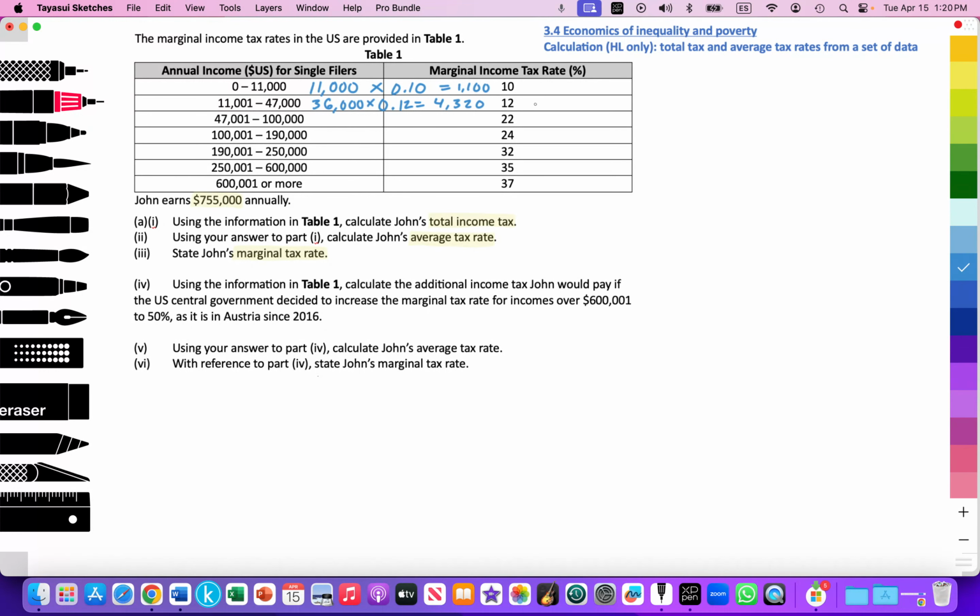Of taxable income. And then the next bracket, 47,000 to 100,000. So 100,000 minus 47,000 is going to work out to 53,000 times the decimal value 0.22, and that's going to work out to 11,660. And then we move on, 190,000 minus 100,000, so that's 90,000.